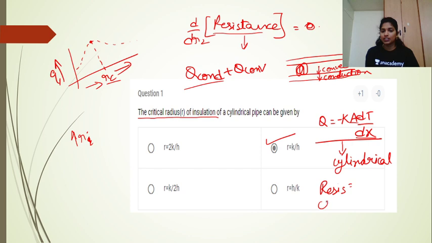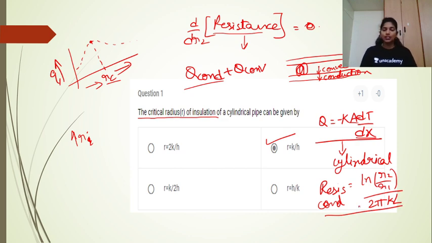the resistance for conduction will be ln of r2 by r1 divided by 2 pi k L. This is the resistance for the conduction process. And similarly for convection, we have Newton's law of cooling. It is Q is equal to h A into delta T. So here the area is 2 pi r L. And what is the area here? It is the whole area, meaning h into 2 pi r2 L.